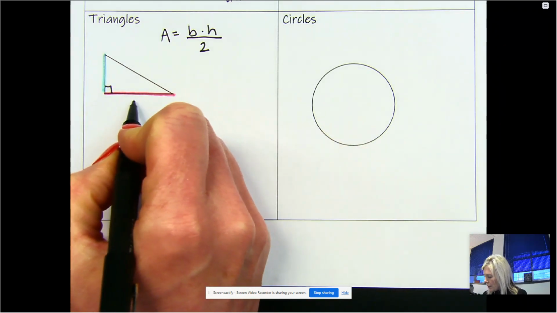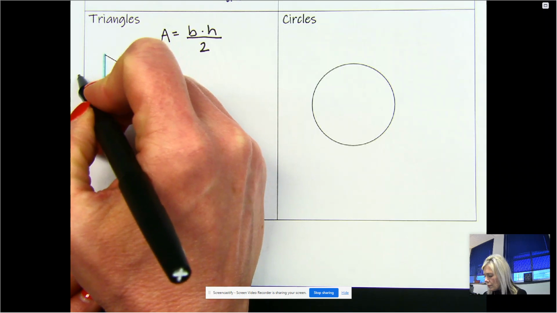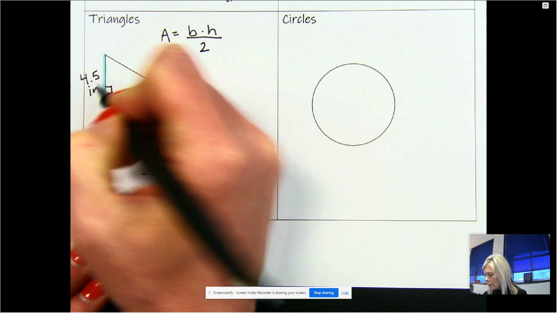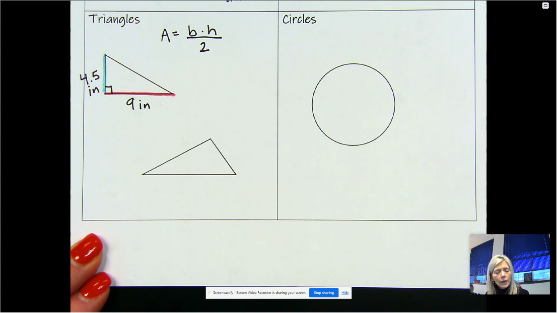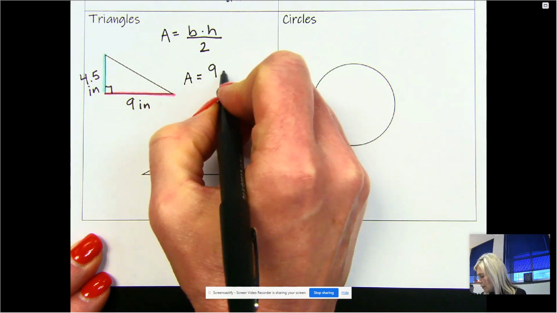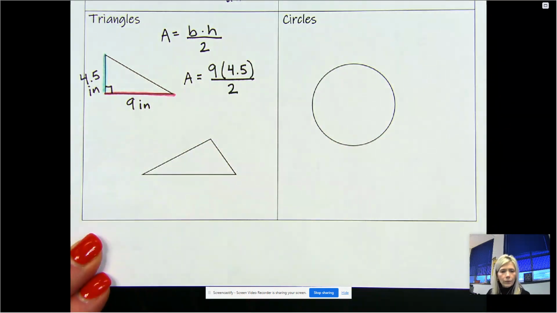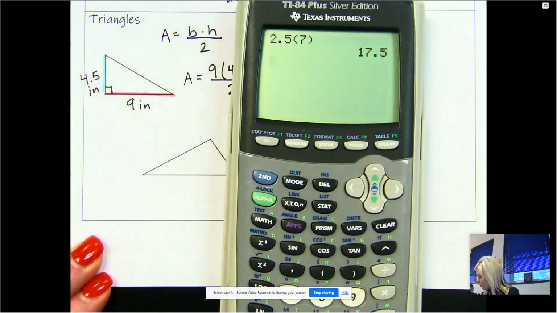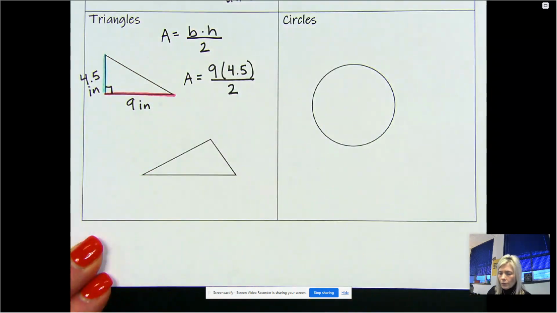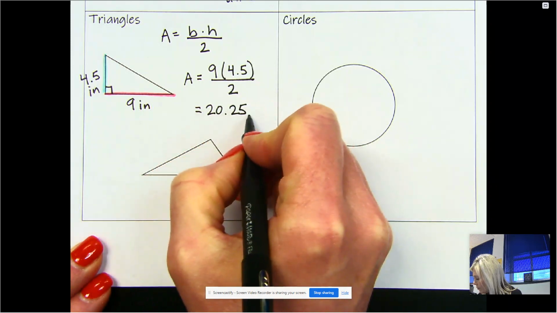So let's say the base is 9 inches, and the height is 4.5 inches. Then the area of this triangle would equal the base, 9, times the height, 4.5, divided by 2. All right, so 9 times 4.5, and then I'm going to divide that by 2. So 20.25. So this one is 20.25, and they're square inches.